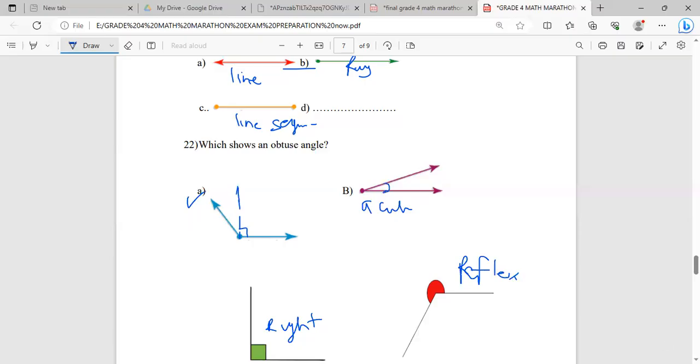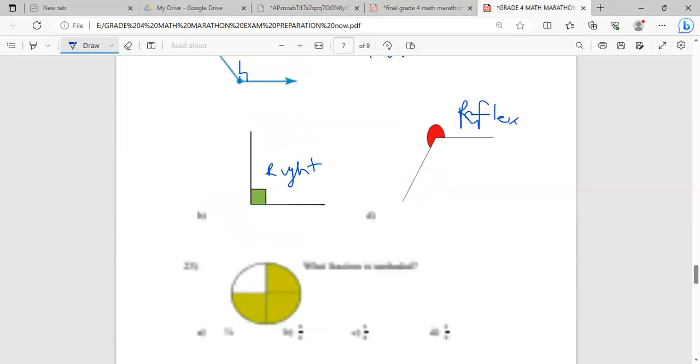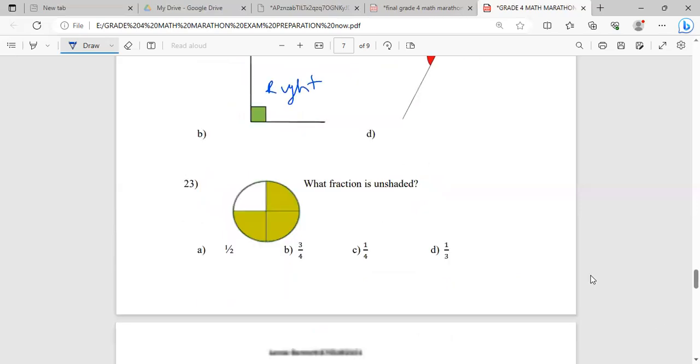All right, so we're coming to the end, guys. We're coming to the end. What fraction is unshaded? So we have a total of 1, 2, 3, 4. We know that we're supposed to count the parts, and that is our denominator. Now the unshaded would be the white part, so that's 1. Don't be tempted to choose this. It's actually 1 out of 4.